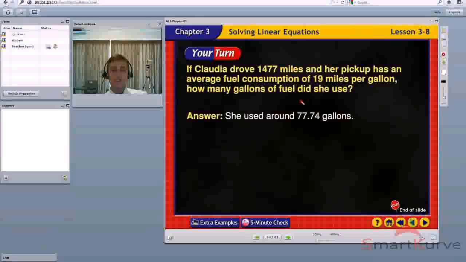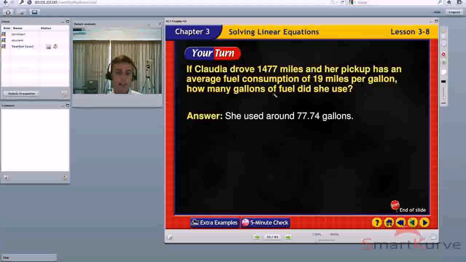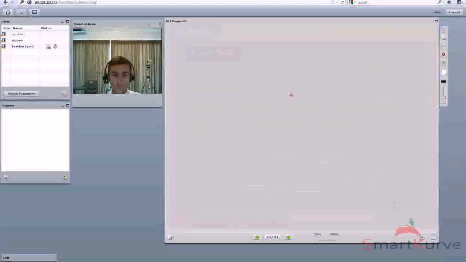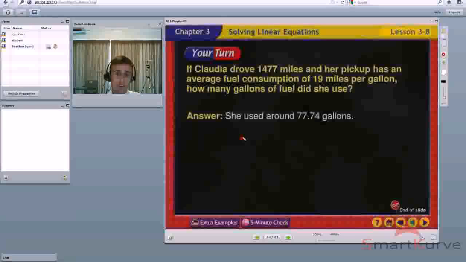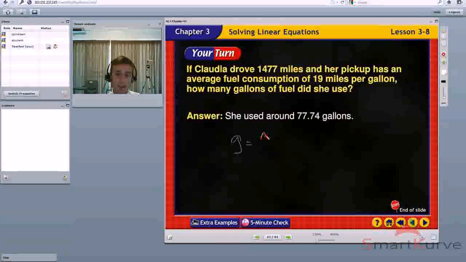If Claudia drove 1,477 miles and her pickup has an average fuel consumption of 19 miles per gallon, how many gallons of fuel did she use? Well, we're going to use this equation that we just found. G equals m over E. We're trying to find gallons.